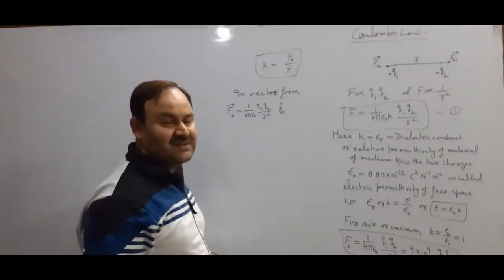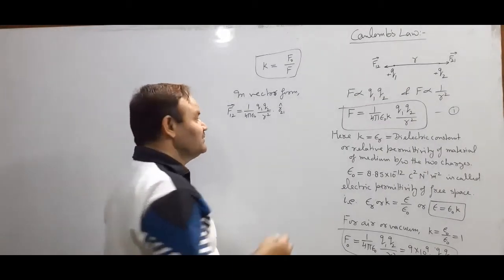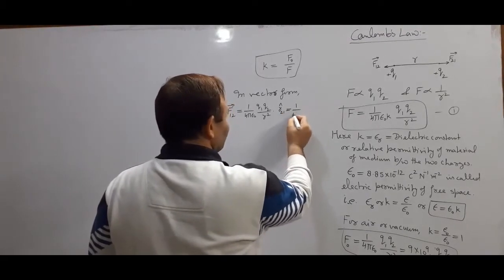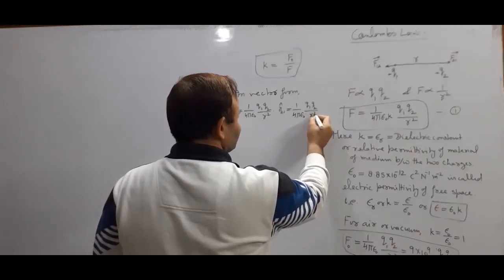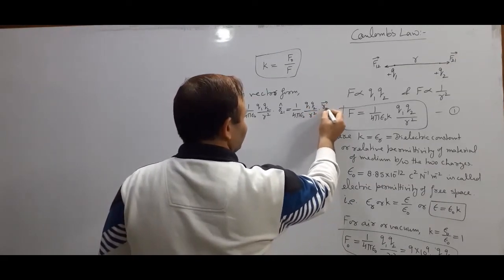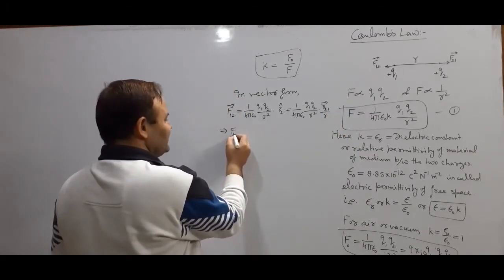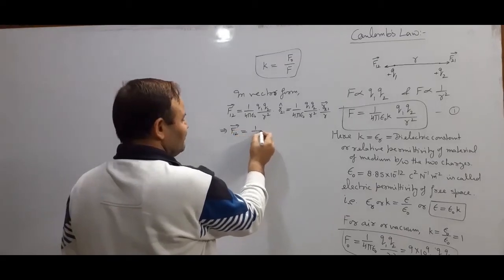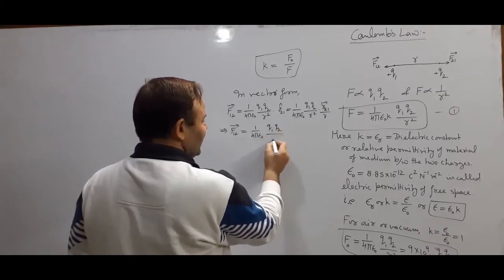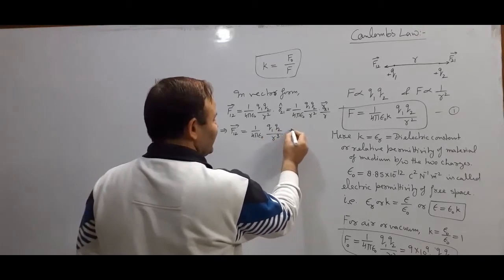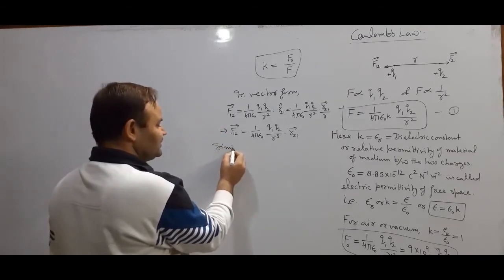Unit vector is obtained by dividing the vector by its own magnitude. So it will be written as 1 over 4 pi epsilon naught Q1 Q2 upon R square into vector R21 upon R. This implies F12 is equal to 1 over 4 pi epsilon naught Q1 Q2 upon R cube into vector R21.